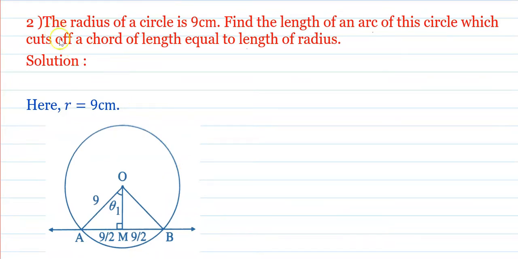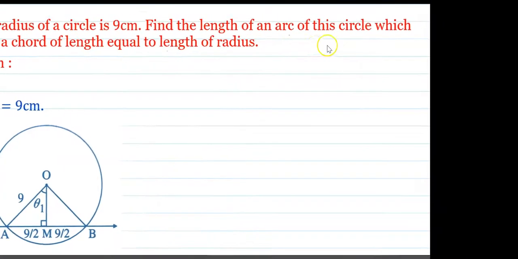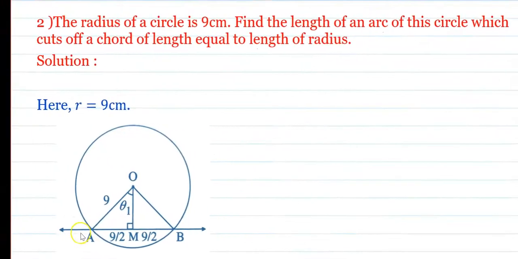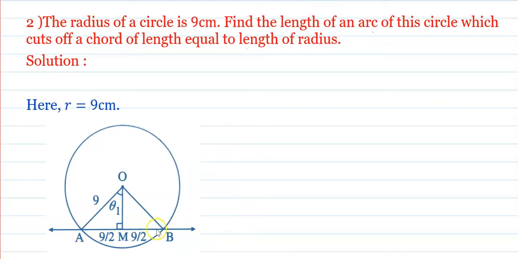Problem. The radius of a circle is 9 centimeter. Find the length of an arc of this circle which cuts off a chord of length equal to the length of the radius. AB is the chord whose length is equal to the radius. The radius of the circle is 9. What do we have to find out? The length of the arc, that is, we want to find out this AB.